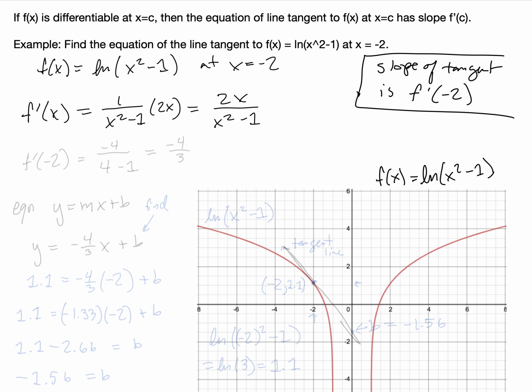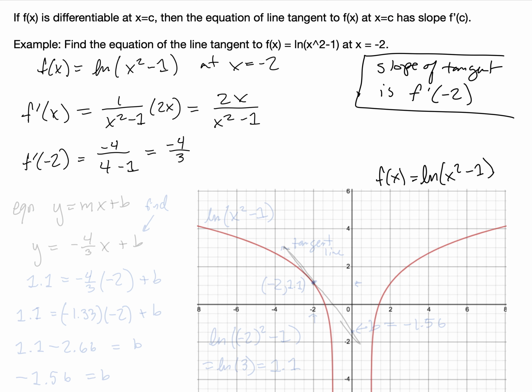If we plug in x equals negative 2, then f prime of negative 2 is equal to 2 times negative 2, so negative 4, divided by x squared minus 1. Negative 2 squared is positive 4, minus 1. So this reduces to negative 4 over 3, negative 4/3.